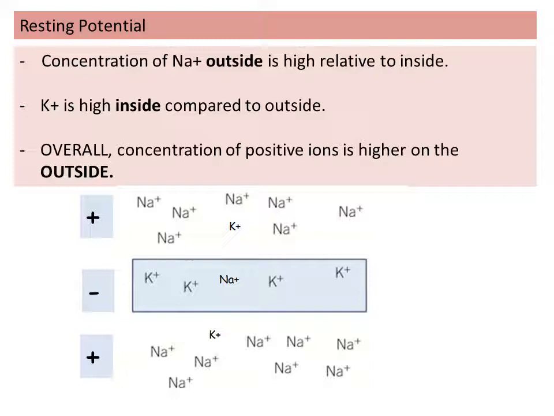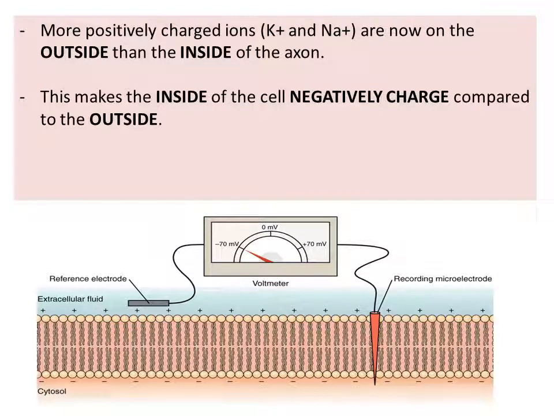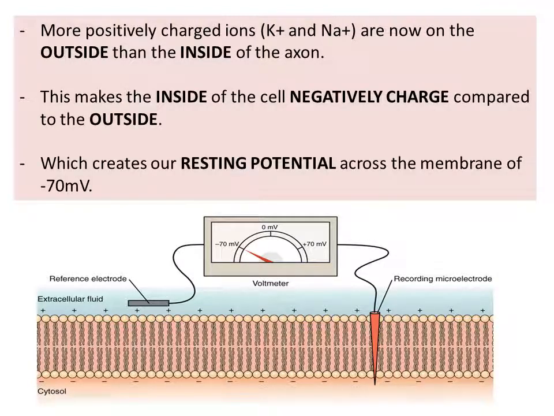Now when we look at the diagram, we tend to see the positive ions on the outside, and relatively we see that there is a negative charge on the inside. But as I mentioned earlier, you've got to be careful, because it's not that the potassium ions carry a negative charge, there are just so many fewer of them that overall the inside is more negative compared to the outside. So more positively charged potassium and sodium are outside than inside, and this makes the inside negatively charged compared to the outside, and that will then measure a resting potential of minus 70 millivolts.